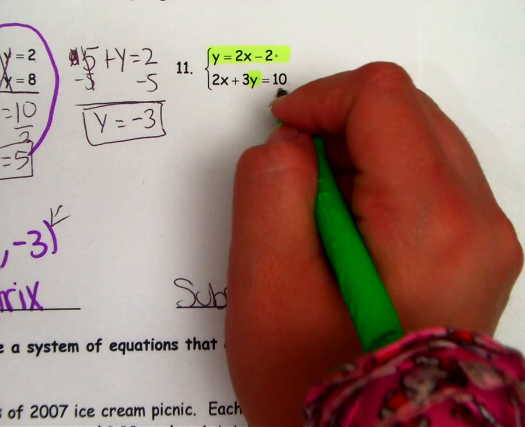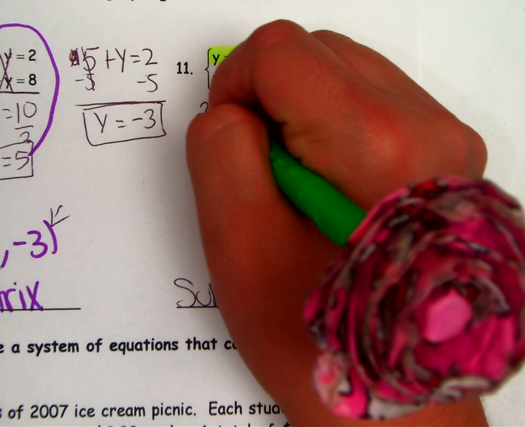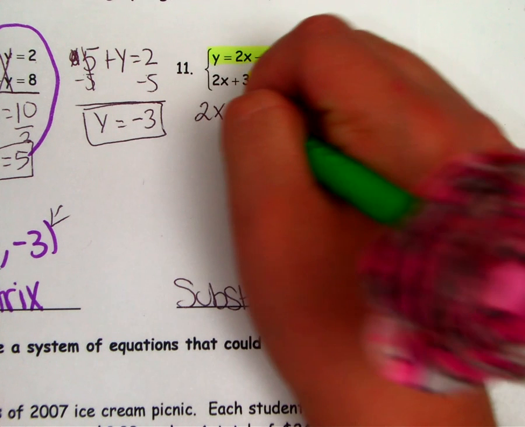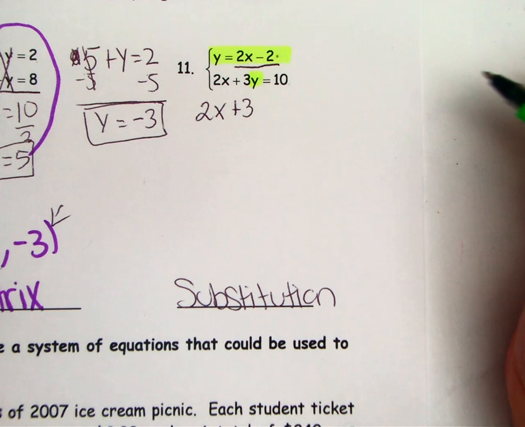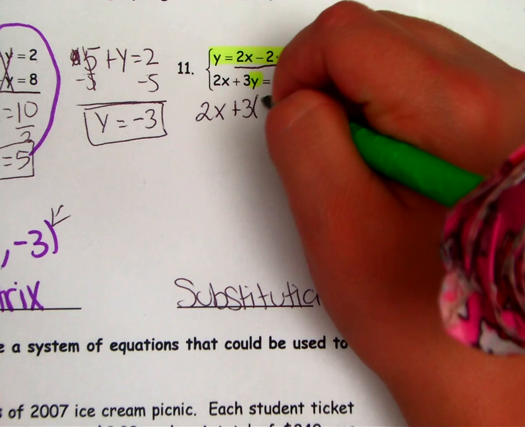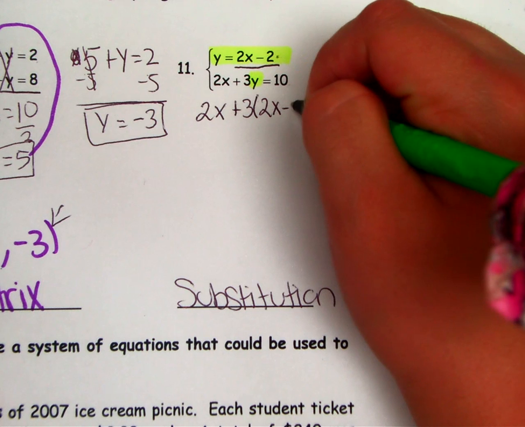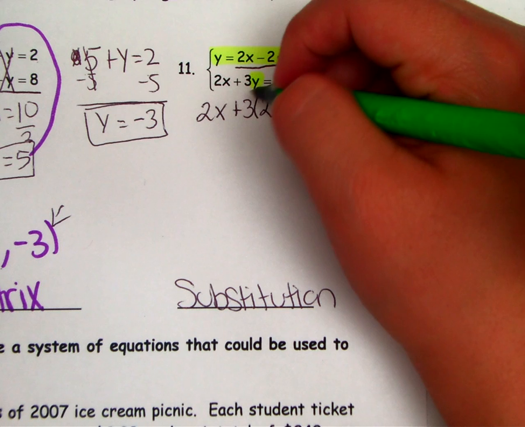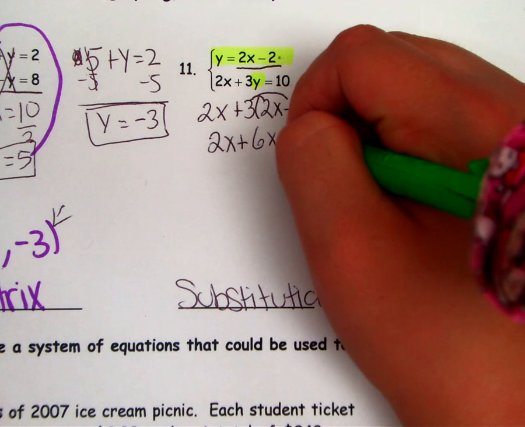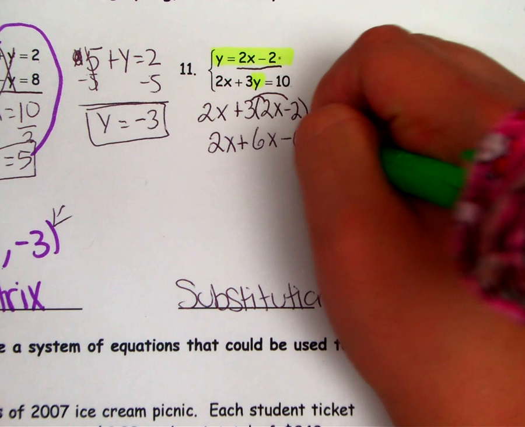So rewrite that equation: 2x plus 3. I'm going to substitute this part in. So put parentheses, 2x minus 2, is equal to 10. Now, anytime you have parentheses, that's the first thing you want to get rid of. So distribute this 3. So you have 2x plus 6x minus 6 is equal to 10.